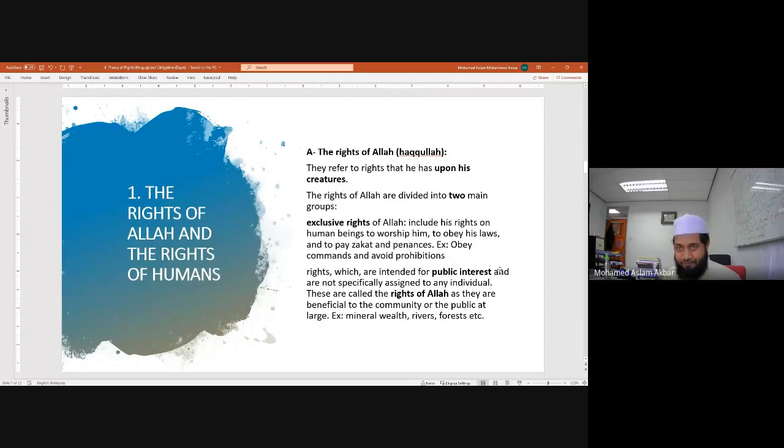That's the reason why you are going to Mecca, right? And for example, tomorrow you are going to do the fasting. Fasting, you are doing it for Allah, because Allah asked you to do that. So these are the exclusive rights, the things that Allah has as rights, because Allah has created us. So He requires from us all these things. The other thing we can also call rights of Allah is the public interest, not specifically assigned to any individual.